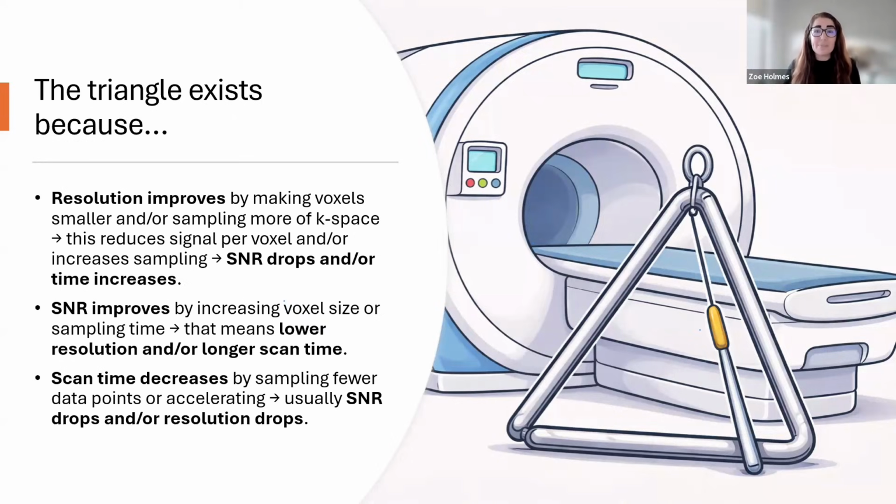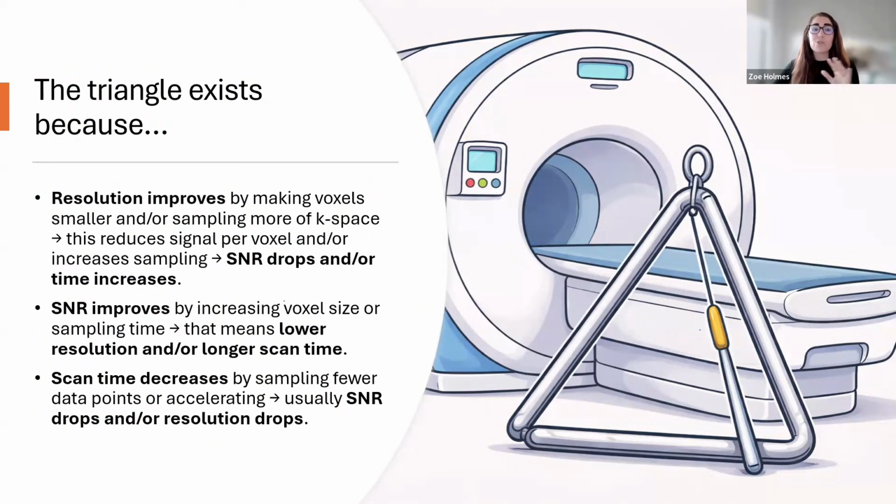Scan time is limited by physiology and workflow. Longer scans mean more motion, more fatigue from your patient, more repetitions or repeats, and less throughput. So in clinical practice, time is the most fragile corner of that triangle, especially when you're working with unwell or anxious patients who might not be able to remain still or suffer from that fatigue.